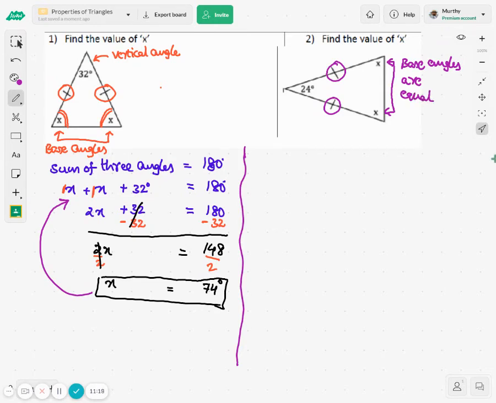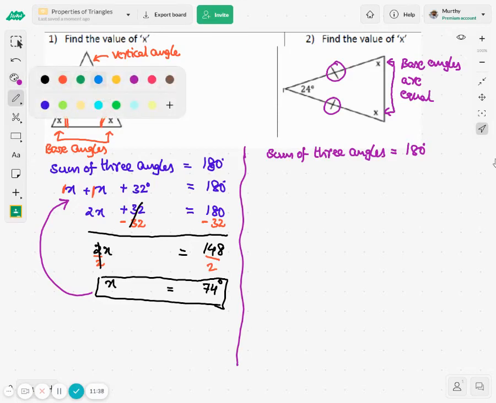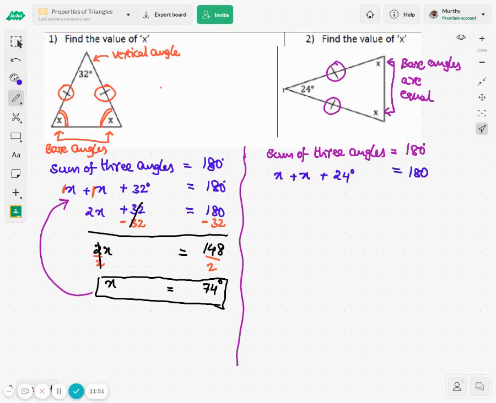In the previous lesson, you learned that the sum of three angles of a triangle is always equal to 180 degrees, right? Therefore, one is x degrees, the other one is x degrees, and the third angle is 24 degrees, equals 180. Here on notes, it is the same as the previous question, so I guess you can continue working on this.